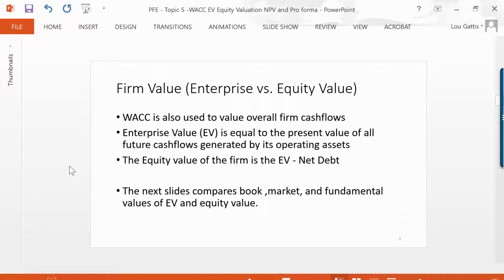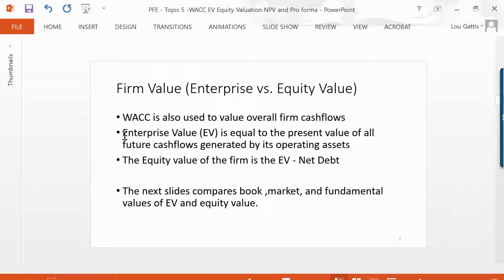Let's talk about firm value. Now, WACC can also be used to value the overall cash flows of a firm. And when you take a value of all the free cash flows of a firm's existing business, that present value is called the enterprise value. It's the value of the entire firm. In other words, the value of all the profits and cash flows that are generated by the firm's assets.